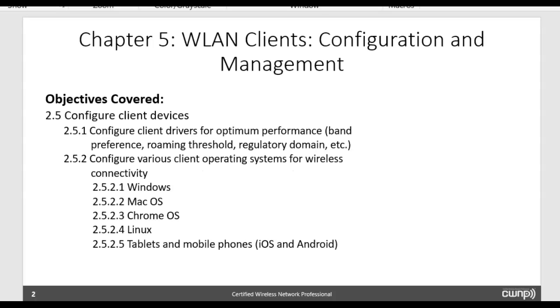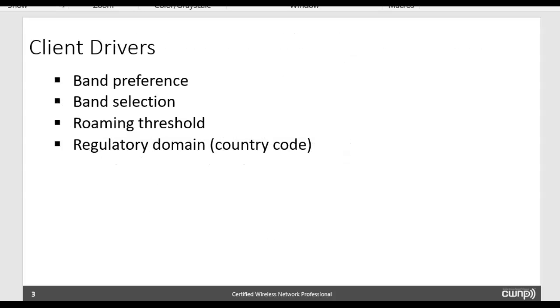The objectives covered in this chapter are basically how to configure client devices. We're looking at configuring client drivers for best performance. We're looking at various client operating systems, and we know there are several out there: Windows, Mac OS, Chrome OS, Linux, tablets and mobile phones. All of those have different ways of configuring them, and getting a little bit comfortable with some of those does not hurt you.